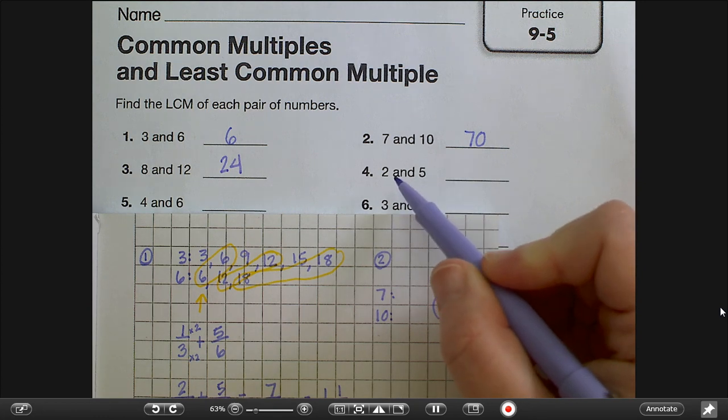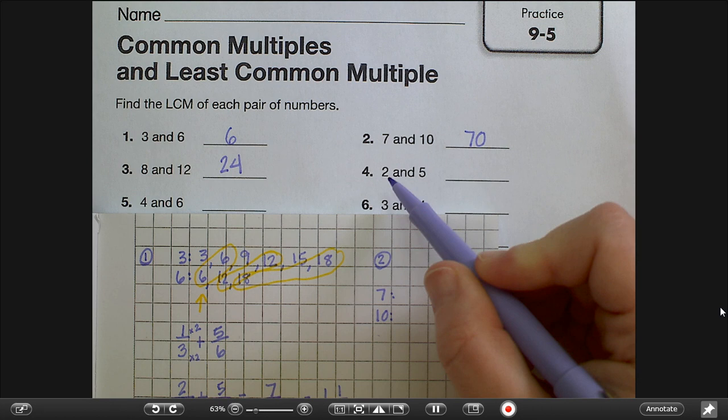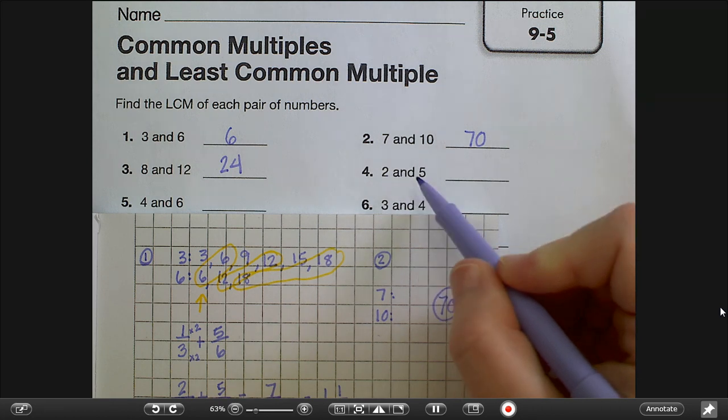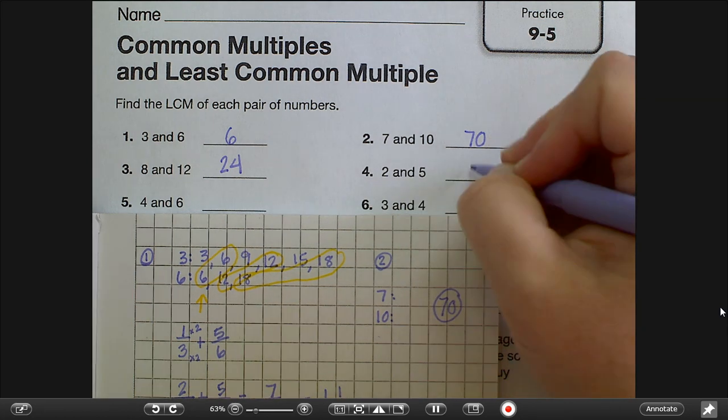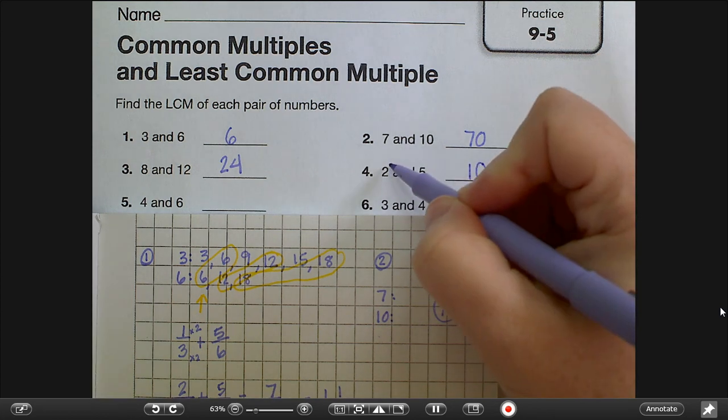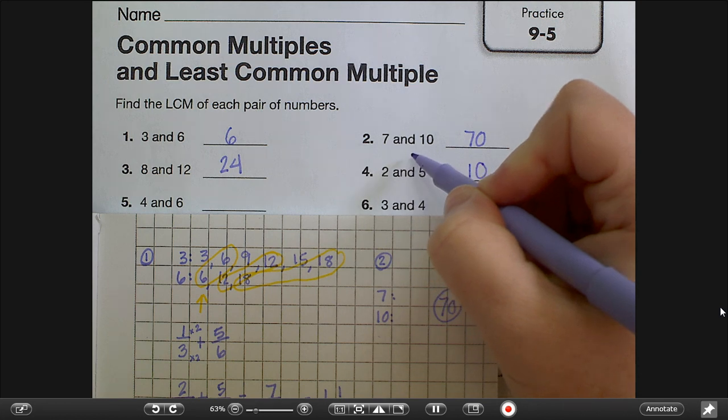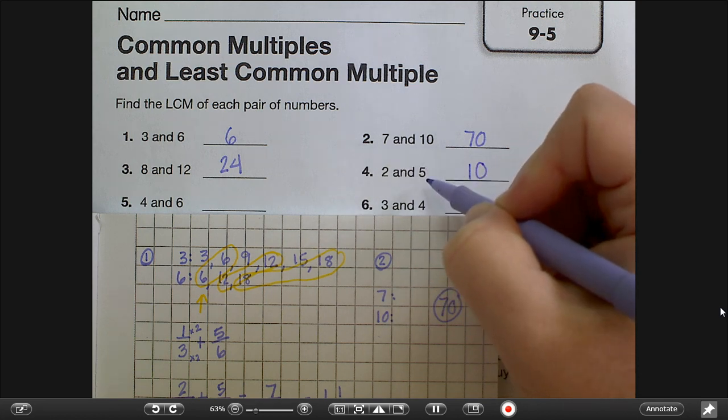2 and 5. 2, 4, 6, 8, 10. I know 10 is also a multiple of 5. Do you see how I thought through that? 2, 4, 6, 8, 10. And that was the first multiple of 5 that I came to.